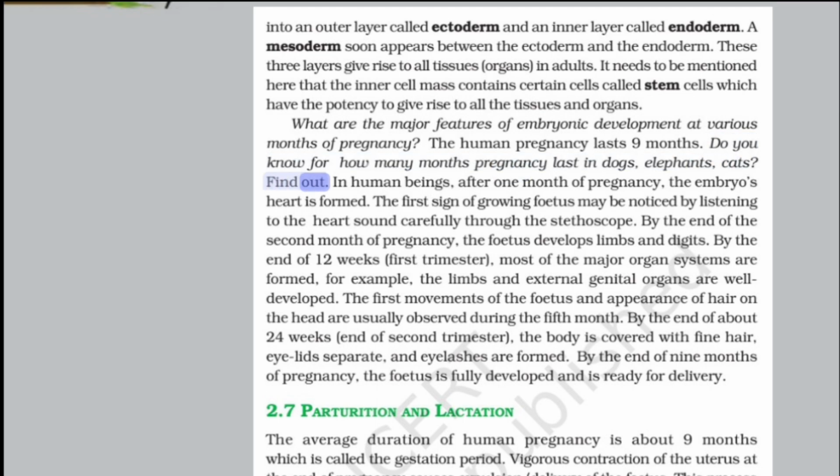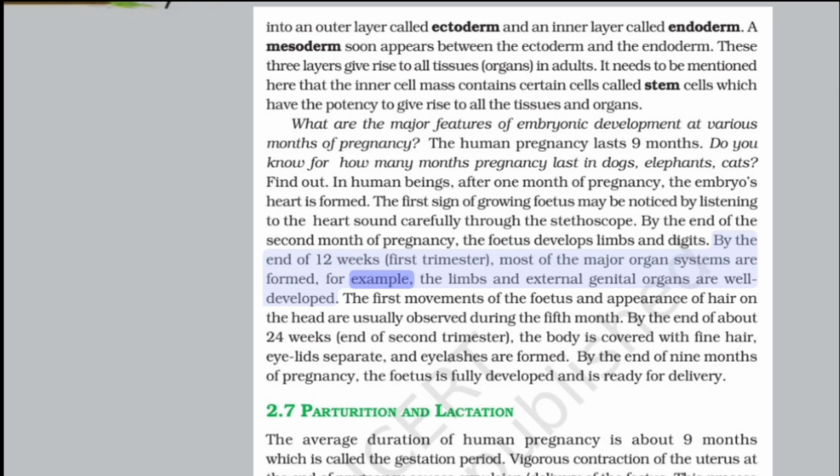Find out. In human beings, after 1 month of pregnancy, the embryo's heart is formed. The first sign of a growing fetus may be noticed by listening to the heart sound carefully through the stethoscope. By the end of the 2nd month of pregnancy, the fetus develops limbs and digits. By the end of 12 weeks, first trimester, most of the major organ systems are formed.